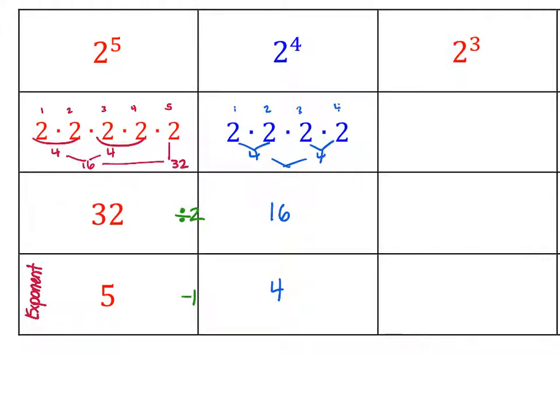Let's move on to the column to the right, 2 to the third power. We can also say that as 2 cubed. We know that that means 2 times 2 times 2, which of course is 8, or 4 times 2. Now this time our exponent is 3, and you'll notice again the exponent decreased by 1, and the result of applying the exponent to the base for 2 cubed is half of what we got previously, 16, for 2 to the 4th.